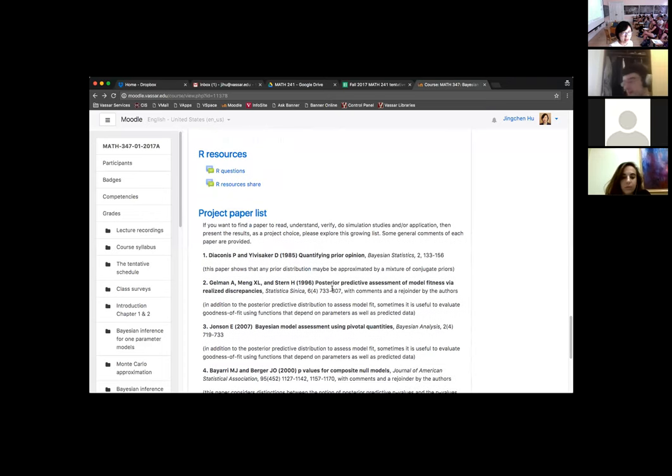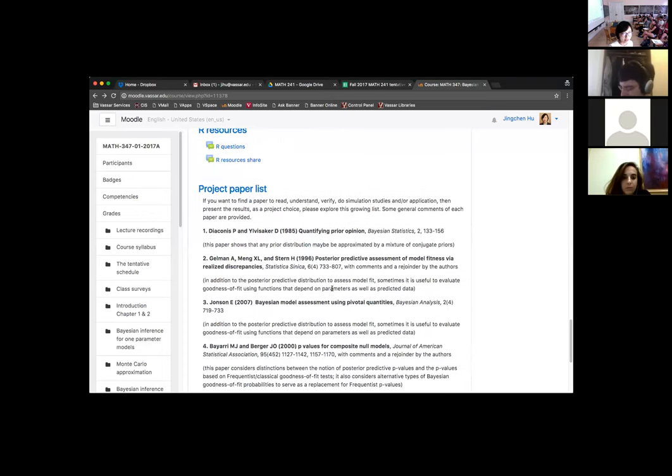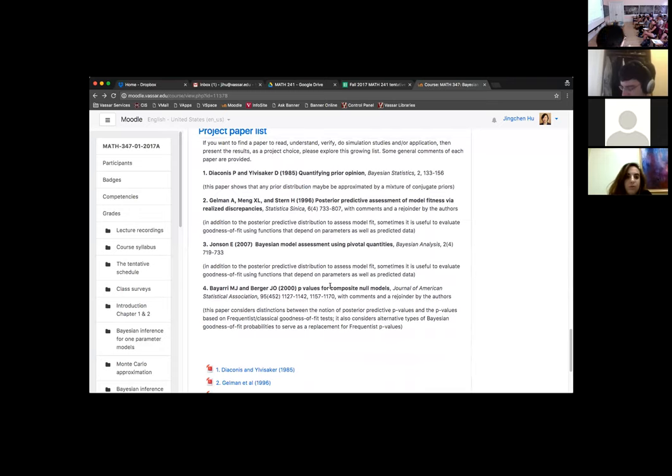The new thing that I added on Moodle is this project paper list. For this class, there are mainly two options if you want to do the project. Either you do a data analysis using a Bayesian method that we learned, or you can choose, individually or as a pair, a research paper to read and understand the material, do simulation studies based on what they provide, maybe some of the derivations of the proofs, and you can also do some application based on that.